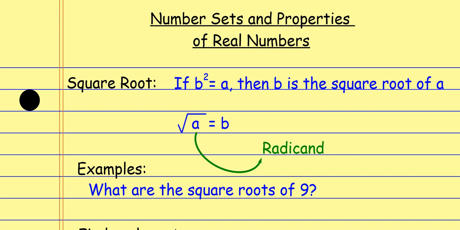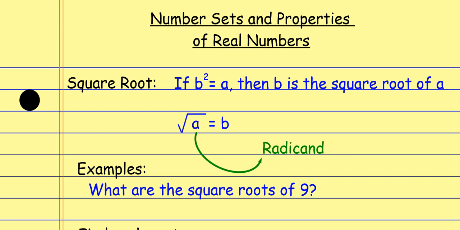So remember, the square root is kind of undoing an exponent. So if b squared equals a, then b is the square root of a. All right. In other words, what squared gives us that value? That's what the square root essentially means. And that number under the square root, we call it the radicand. That's just how we refer to it.